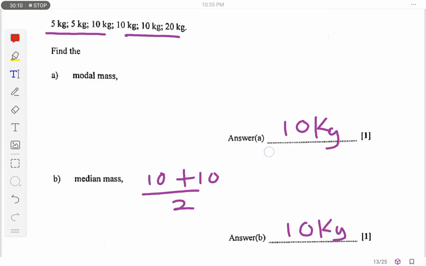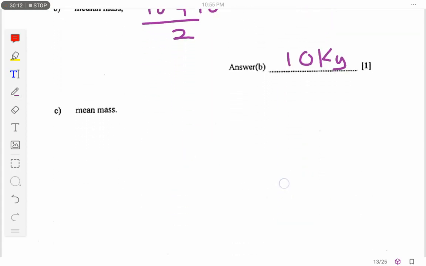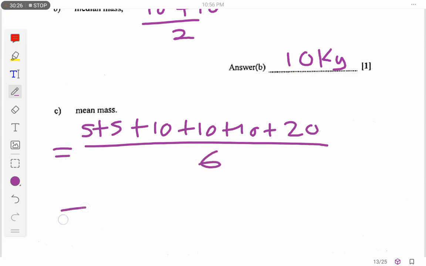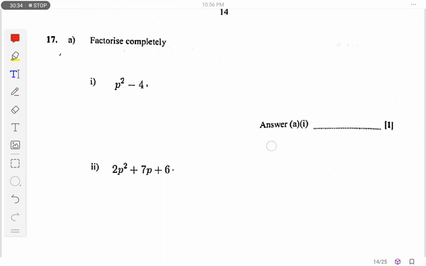That's our median. Then the last part, our mean, we are going to add all the masses. We have 5 plus 5 plus 10 plus 10 plus 10 plus 20 over the total number, which was 6. So we will get our mean as 10 kg there if we do the calculation. Okay, let's move on to the next question.